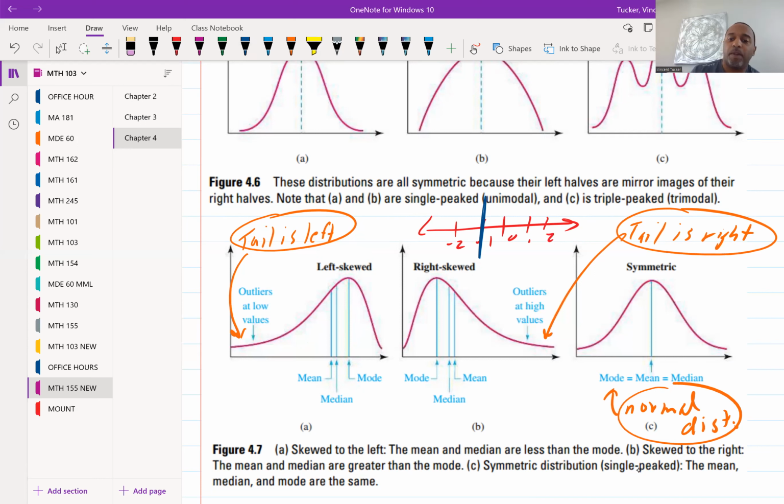Skewed right. If it's skewed right, then the mean and median are greater than the mode. So notice the mode is right here. Mean and median are to the right. Remember, if it's to the right, it's greater than it. If it's to the left, it's less than it. And then also, if it's skewed right, the tail of your data is to the right. So the bulk of your data is over here to the left. Then you have outliers at high values to the right.